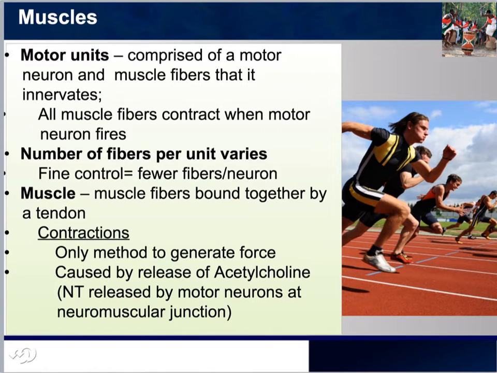The muscle fibers, again, are bound together by a tendon, and whenever there are contractions, this is the only method we could generate a force. This is caused by the release of a neurotransmitter, more specifically acetylcholine. This neurotransmitter released by motor neurons at the neuromuscular junction would allow the body to engage in a response, whatever response may be appropriate.